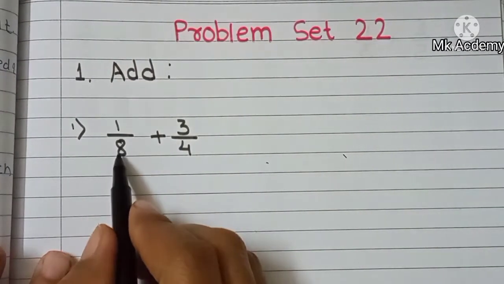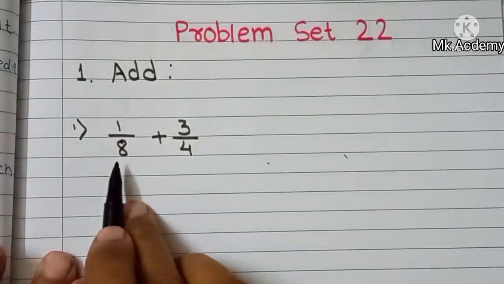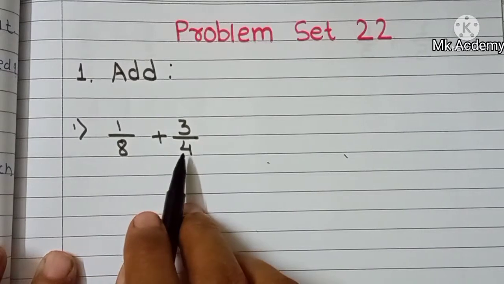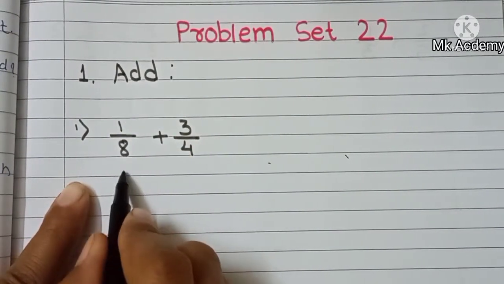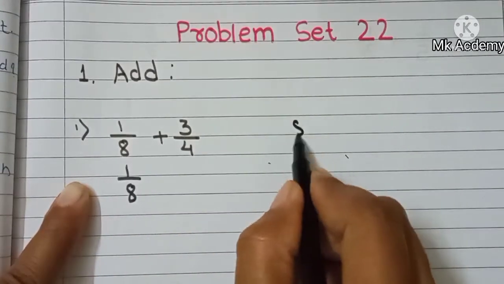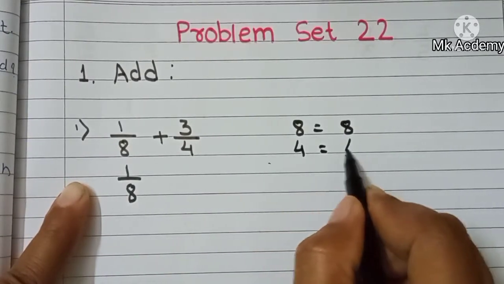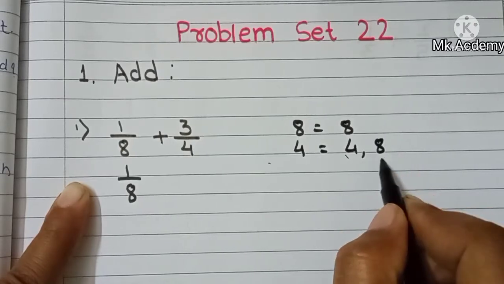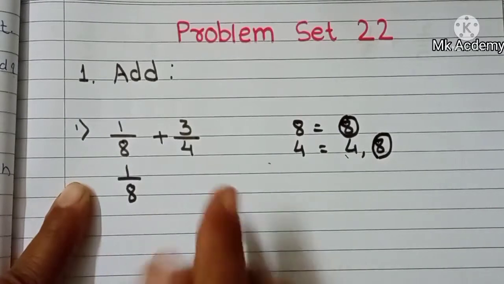Now 1/8 plus 3/4. Now what is the least common multiple of these two fractions? See, first we have to calculate the LCM. In the first fraction 1/8 the denominator is 8, and in the second the denominator is 4. The least common multiple is 8.